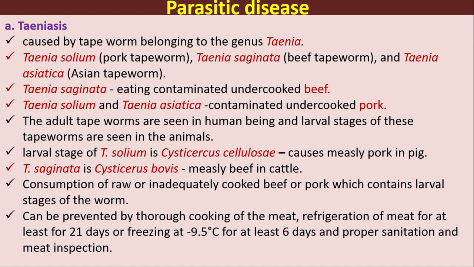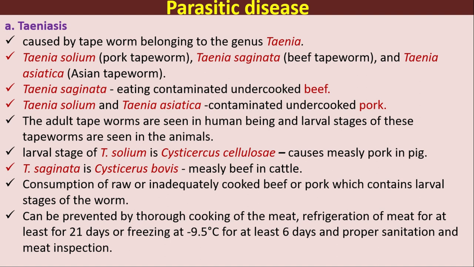Taenia solium and Taenia asiatica are contracted from contaminated, undercooked pork. The adult tapeworms are seen in human beings, and the larval stages of these tapeworms are seen in animals. The larval stage of Taenia solium is known as cysticercus cellulosae, which causes measly pork in pigs. Measly cooked pork contains Taenia solium cysticercus cellulosae.